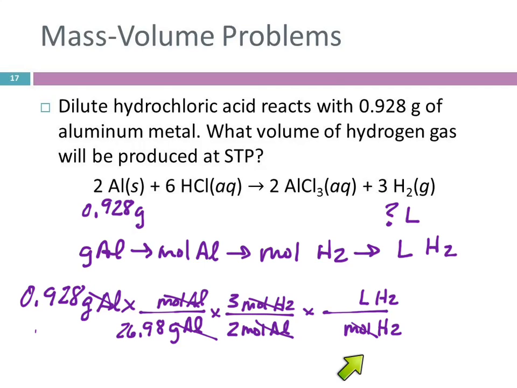This is not grams per mole, it's liters per mole. At STP, 1 mole occupies 22.4 liters. Any gas, doesn't matter what gas it is, 22.4. Any questions? 0.928 divided by 26.98 times 3 divided by 2 times 22.4. 3 sig figs gives me 1.16 liters of H2.